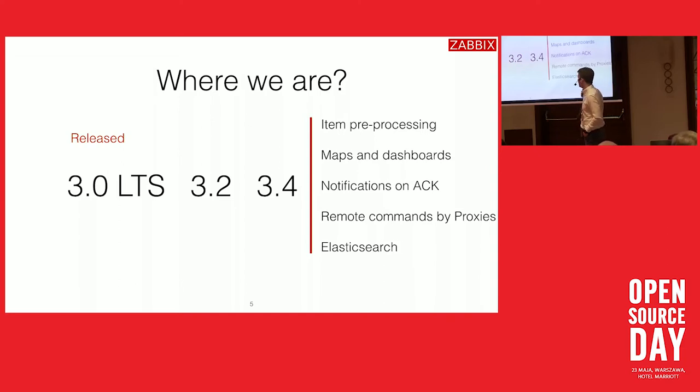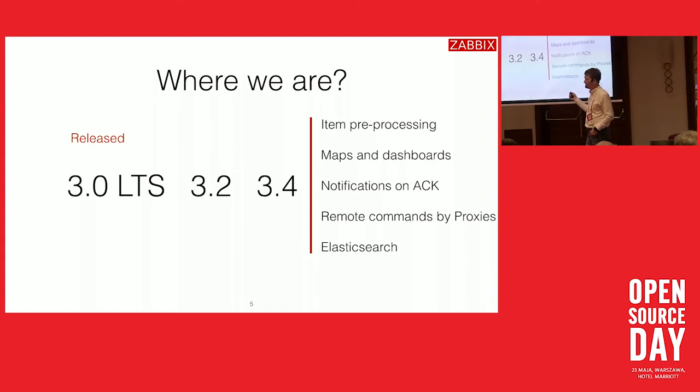Also, remote command execution by proxies. So say you're running distributed monitoring with Zabbix with many locations, and you'd like Zabbix to do automatic problem remediation in a remote location. Before Zabbix 3.4, it wasn't easy to implement, but now it's natively supported by Zabbix proxies, so you don't have to think about whether it is supported by the proxy or not. These automatic remote commands will work everywhere. Which is really, really great news.